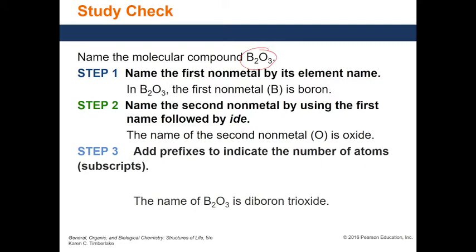You have to identify that boron is a non-metal, oxygen is also a non-metal, meaning this is a molecular compound. Now for a molecular compound, we name the first non-metal, which is boron. How many borons do we have? 2. So this would be diboron, followed by the second non-metal, which is oxygen, and oxygen will turn into oxide. How many? We have 3 of those, so this would be trioxide. So the final name would be diboron trioxide for this particular compound.